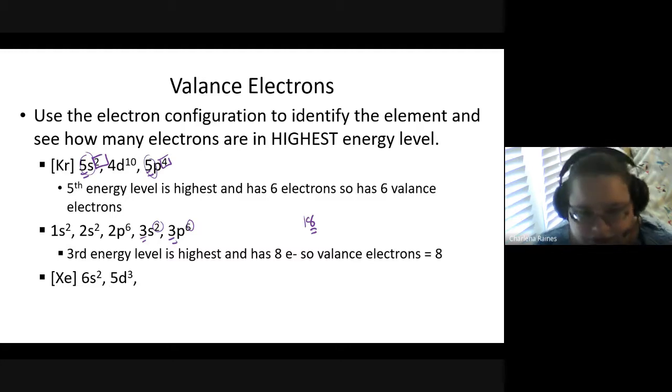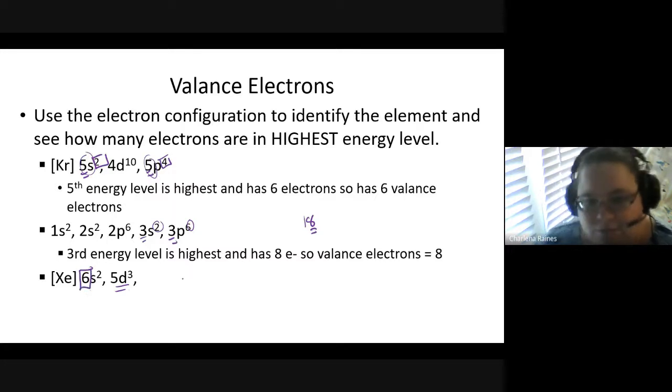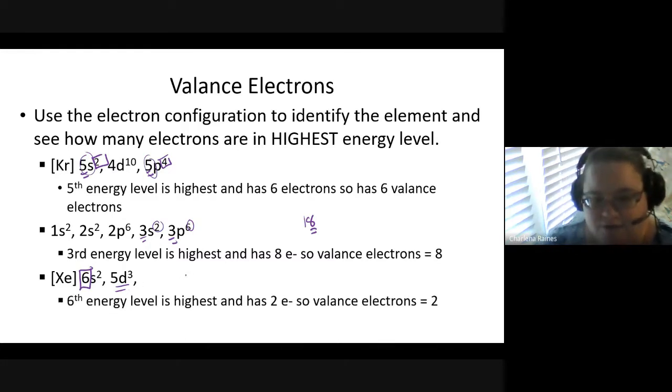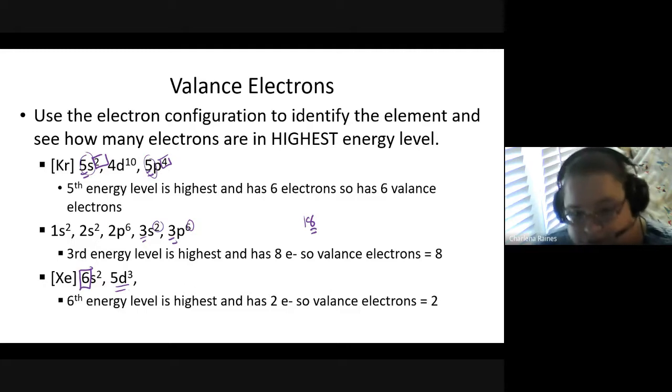So that's the valence electrons for our noble gases. Now for our transition metals that are a little weird. So transition metals, that d is 1 energy level less. So it's not in the outer energy level. This 6s is my highest energy level used. Therefore, my transition metal here has only 2 valence electrons. You will notice that most transition metals have 2 valence electrons. There are a few exceptions. We'll see a little bit later why they're exceptions, but most of them only have 2 valence.